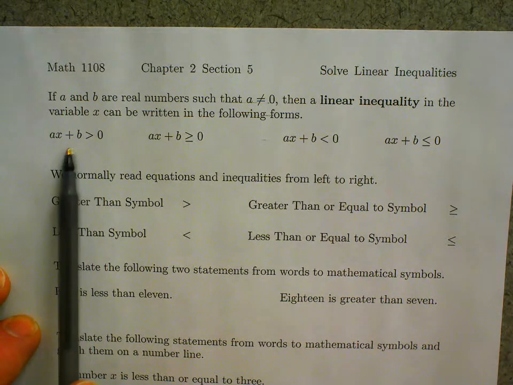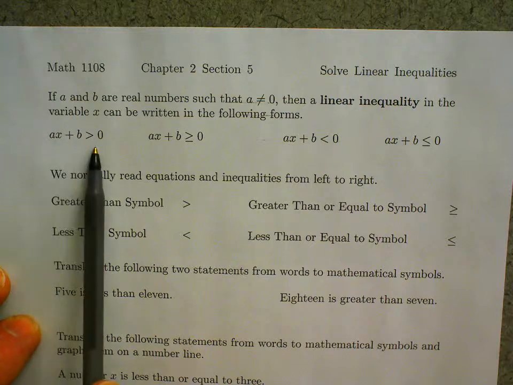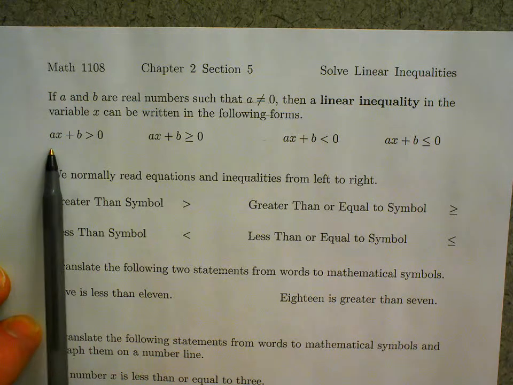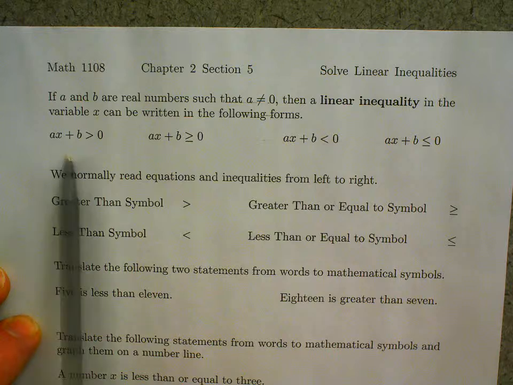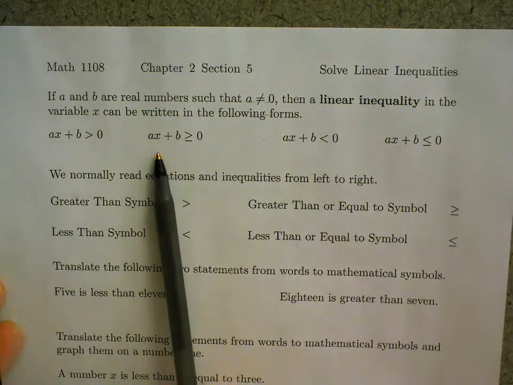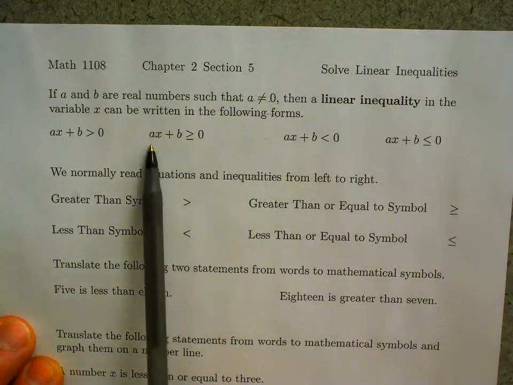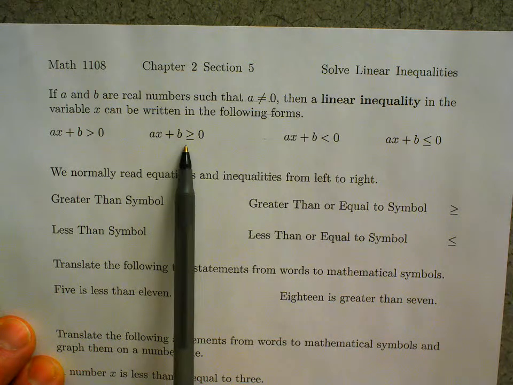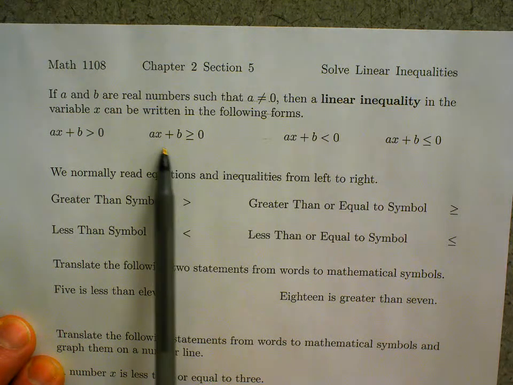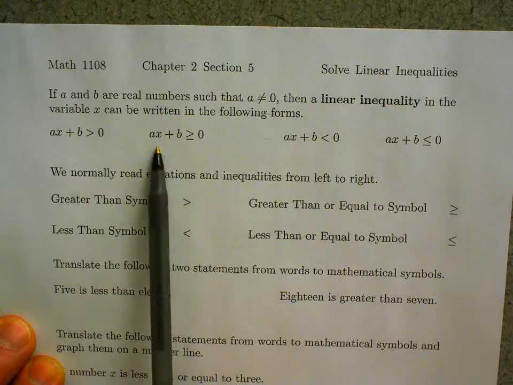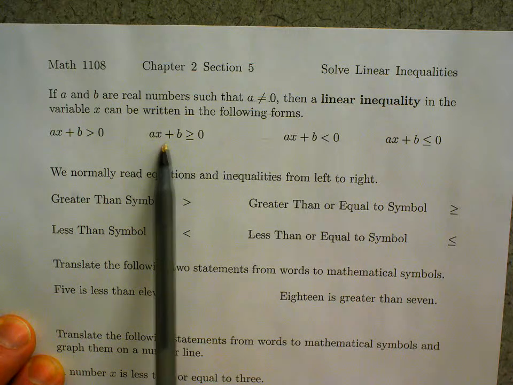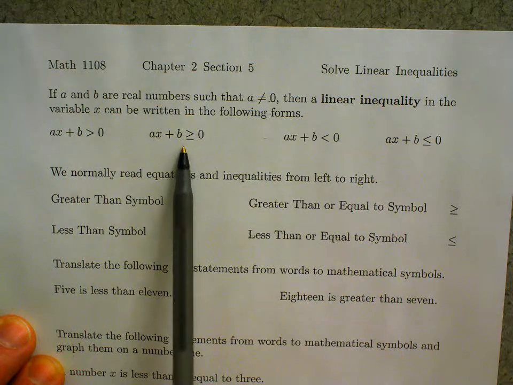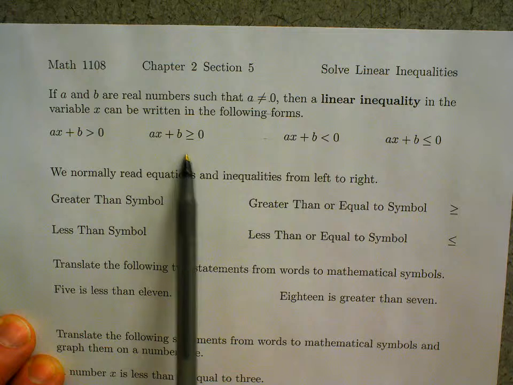So the one on the left is A times x plus B is greater than 0. This means that a number that has the form A times x plus B is positive because it's greater than 0. The next one is similar, but a little bit different. A times x plus B is greater than or equal to 0. So in this inequality, A times x plus B could be positive, or it could be 0, since the inequality is greater than 0 or equal to 0.